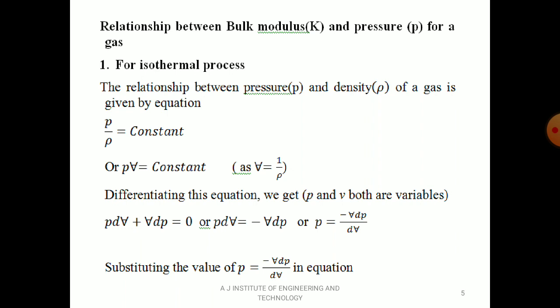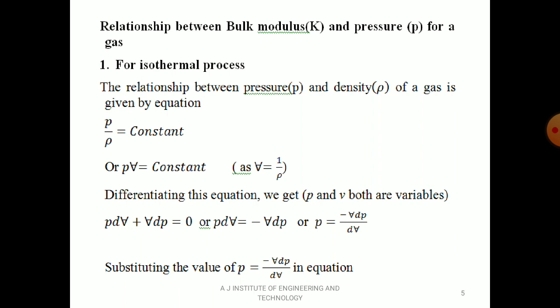Differentiating this equation, we treat P and V both as variables. Applying the product rule: first taking P, differentiating V, then taking V, differentiating P. So P dV plus V dP equal to 0. Rearranging, P dV equals minus V dP, or P equals minus V dP divided by dV.